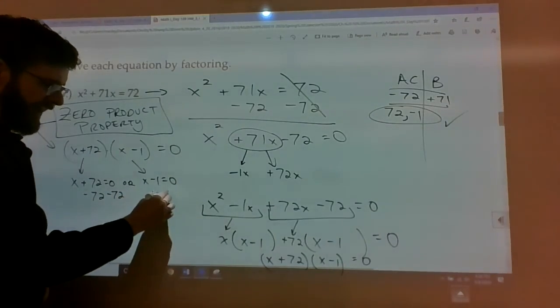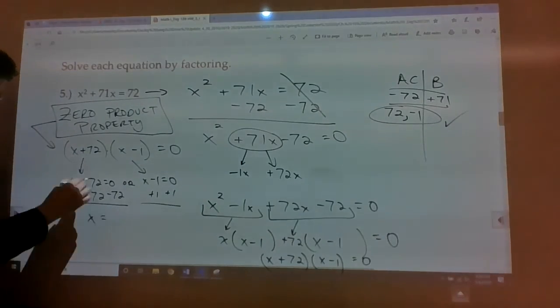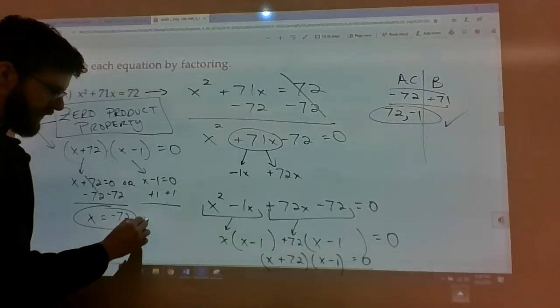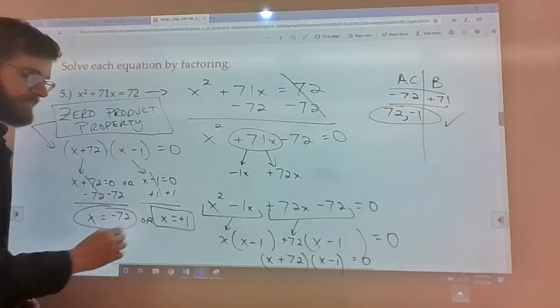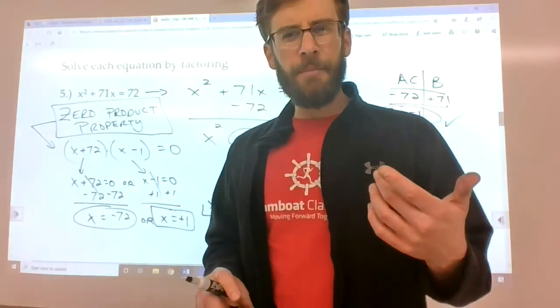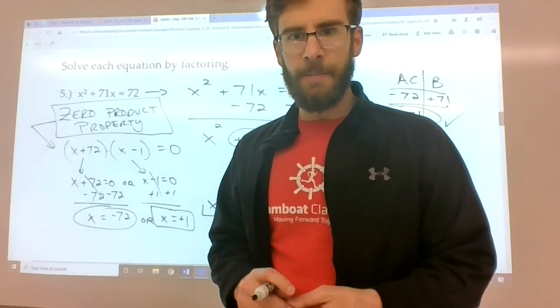The nifty thing about that is it creates pretty simple equations to solve. And then you're left with x equals negative 72 and x equals positive 1. And those are your two answers. All right. You know what? I think I'm going to stop the video, start it over again, and just do the last 3 odds on a separate video. Okay?